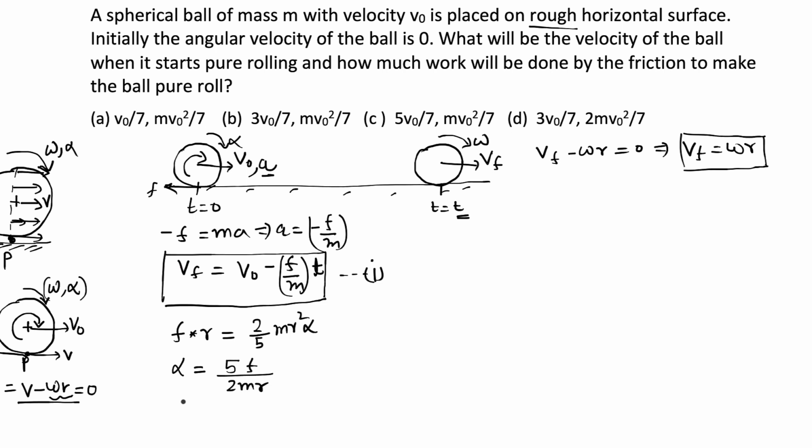Now, what is alpha? Alpha is nothing but d omega by dt. Therefore, d omega is equal to 5F by 2mr dt. Now, notice that 5F and 2mr are all constant, so this can be outside the integration. Time is from 0 to t, and initially the angular velocity was 0, so 0 to some omega. And that omega is nothing but 5Ft by 2mr.